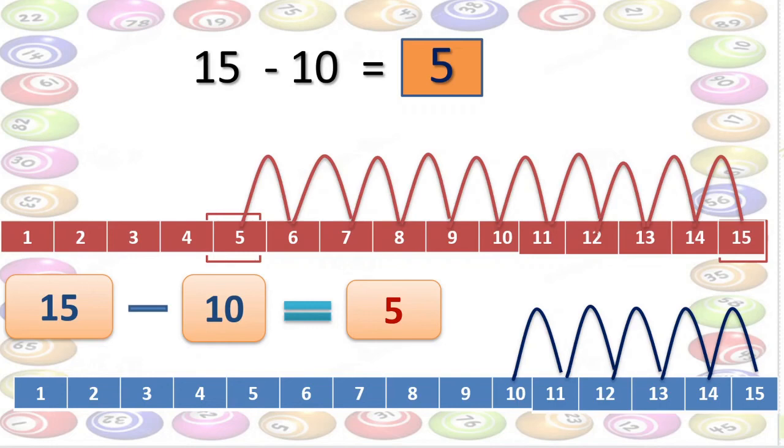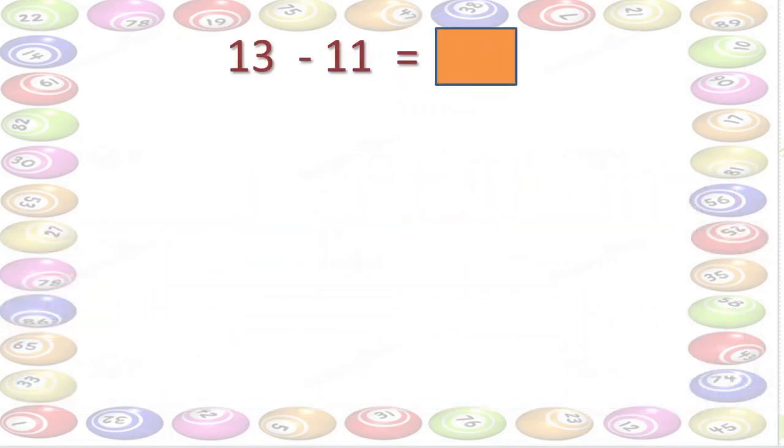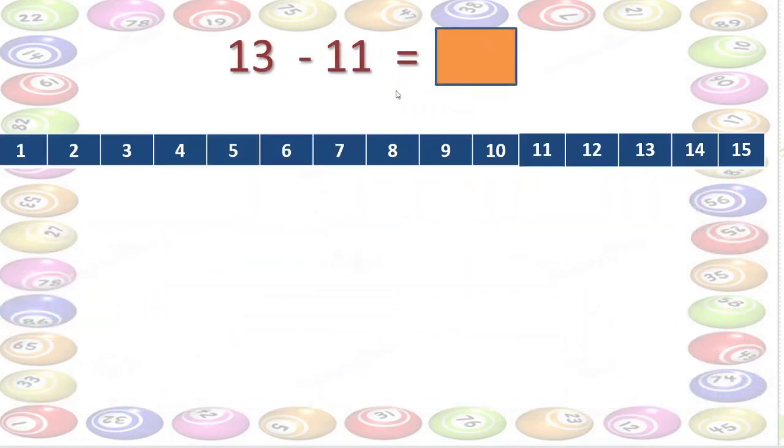Isn't it? So, you have to decide which is the easiest one, counting forward or counting backward for given sum. Okay. Now here 13 minus 11 is equal to how much? See here the number.